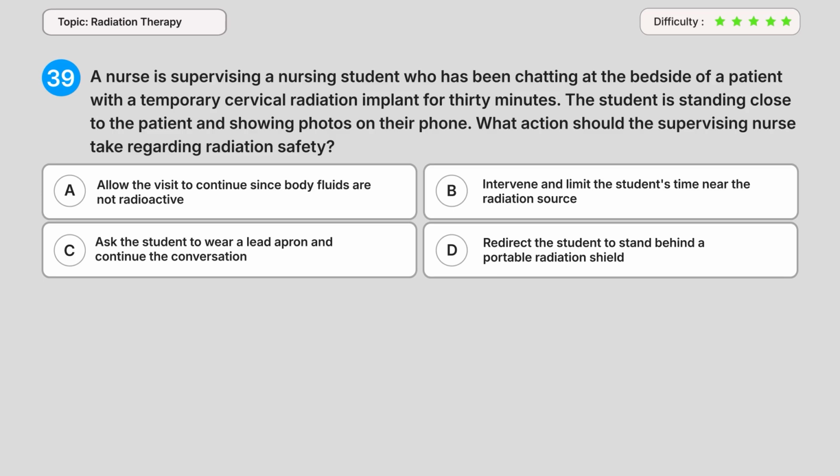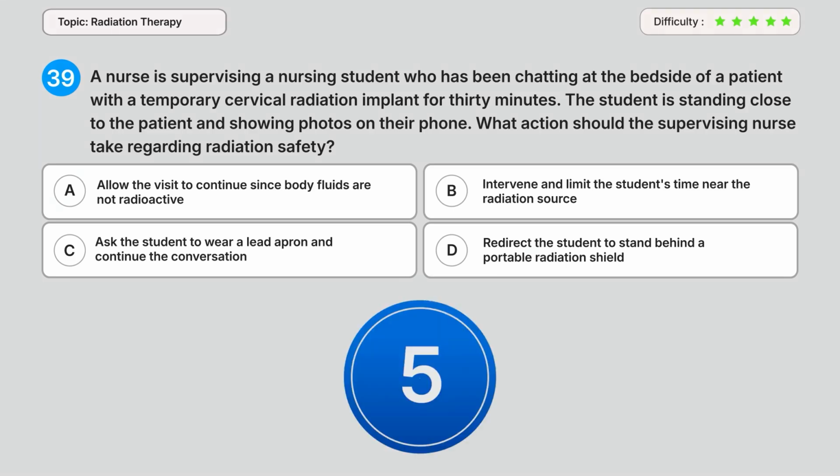A. Allow the visit to continue since body fluids are not radioactive. B. Intervene and limit the student's time near the radiation source. C. Ask the student to wear a lead apron and continue the conversation. D. Redirect the student to stand behind a portable radiation shield. Do you know the answer?